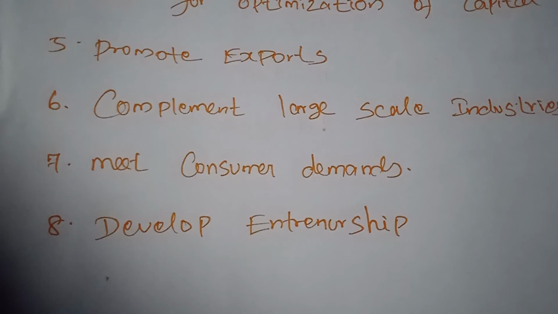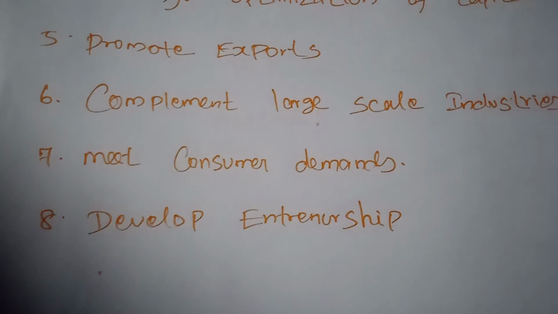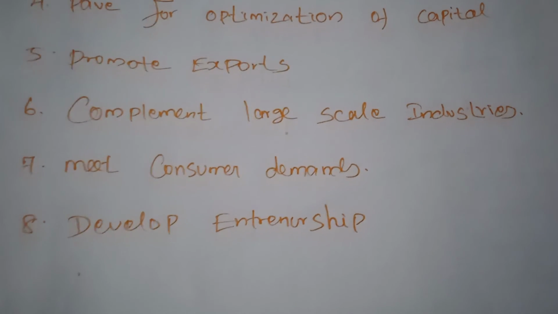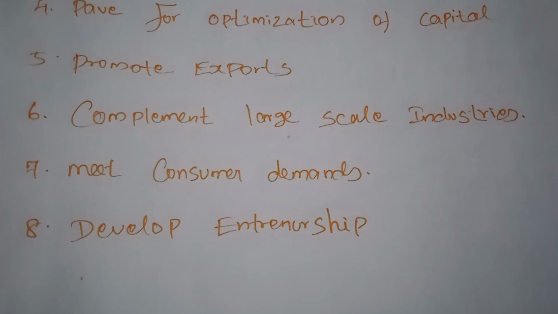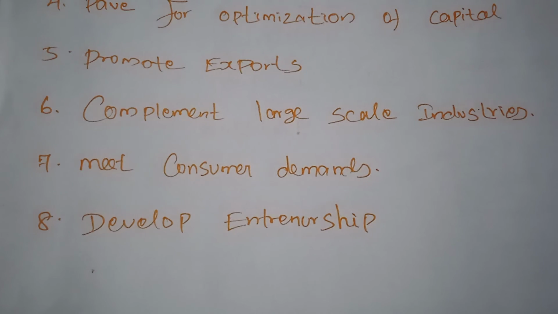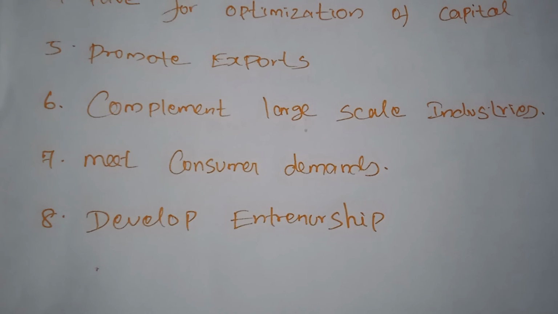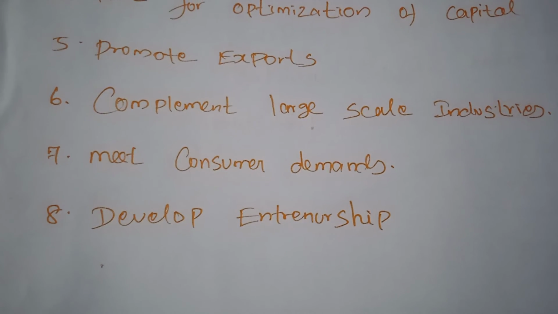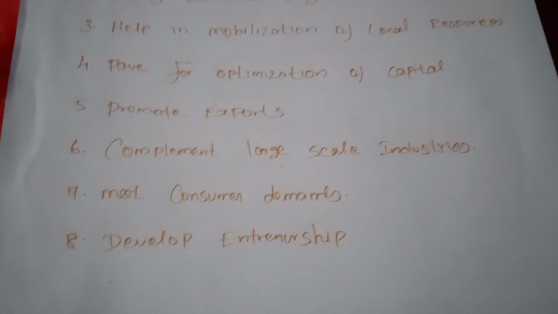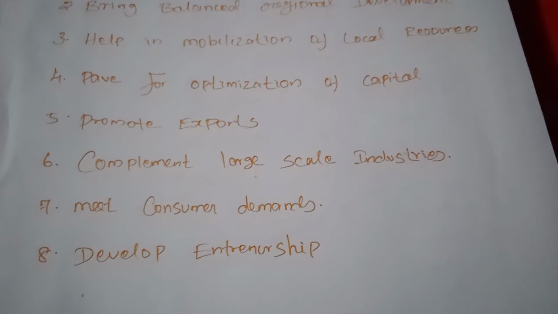Next, they facilitate the development of backward areas and weaker sections of the societies. Wherever the weaker sections of the societies are, the small scale industries are able to improve them by providing employment opportunities or providing the chance for entrepreneurship. Next, the small scale industries also help in distributing the national income in a more efficient and equitable manner among the various participants of the societies. So, how are the resources going to be distributed? It is also possible by the small scale industries.